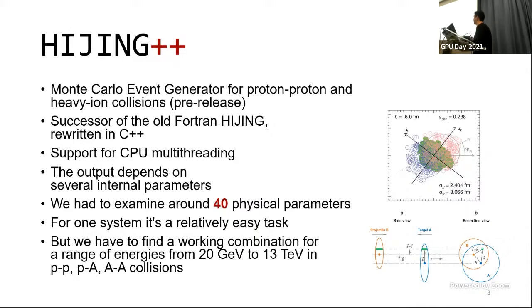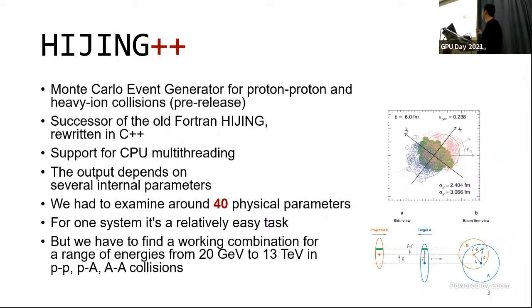It's the successor of the old HIJING, which was written in Fortran, and it's now rewritten in C++. It has native support for CPU multithreading, which is quite good for us because tuning would take an eternity otherwise. You can see on the picture how you can imagine a Monte Carlo event generator event.